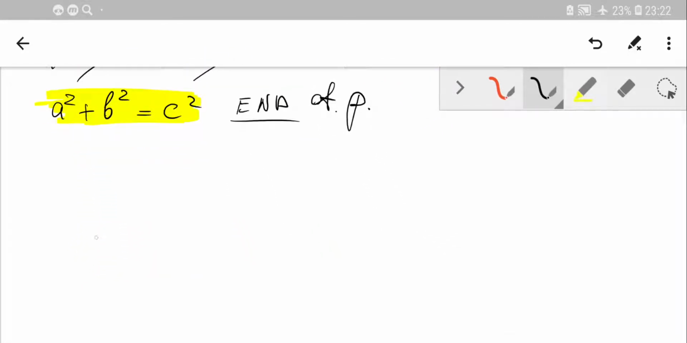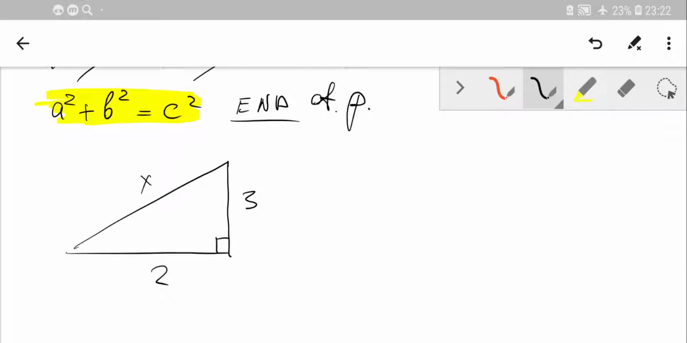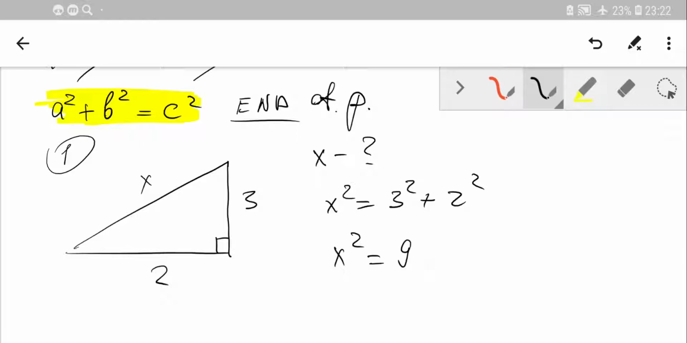Okay, so for example, we have a right angle triangle with the sides, say, 3, 2, and x. So units of length. We don't care about the units in this case. So find x basically. All right, that's the first problem. How to find x? Simply use Pythagoras theorem, and that's it. So x squared is 9 plus 4, so we'll get 13, and x is simply square root of 13.